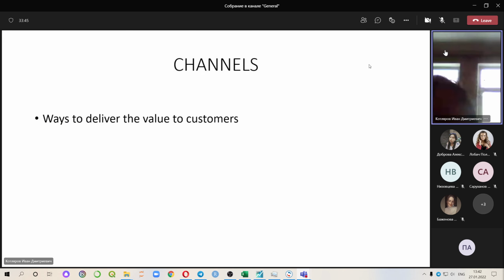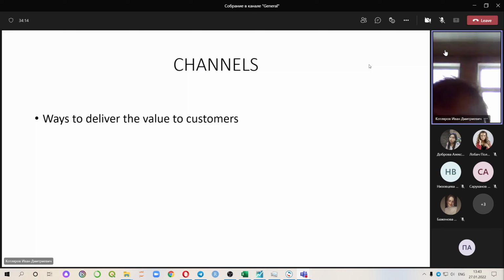Channels. How we deliver the value to our customers. So what ways can be used to deliver the value to our customers? Ladies and gentlemen, there are many ways to deliver value. The first and the most traditional one is direct sales. So we have our own shop, our customers come to our shop, and we sell our product to them. So that's all.